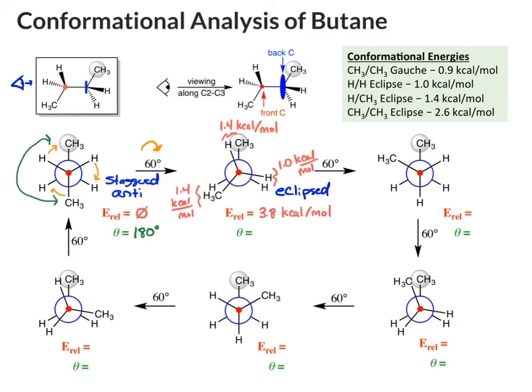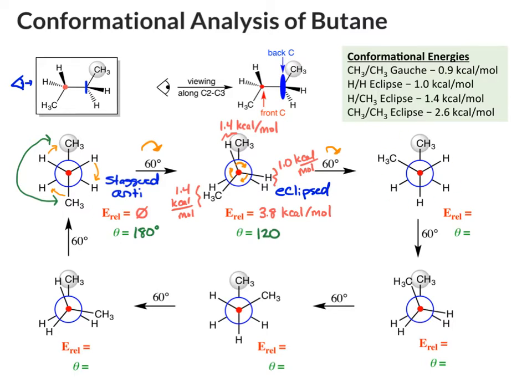The dihedral angle between the methyls, we've moved this front methyl 60 degrees closer to the back methyl. So we've gone from 180 degrees apart to 120 degrees apart. Now we're going to do another 60-degree rotation of the front carbon. So rotate that 60 degrees clockwise, and we end up with a new conformation, this one right here.